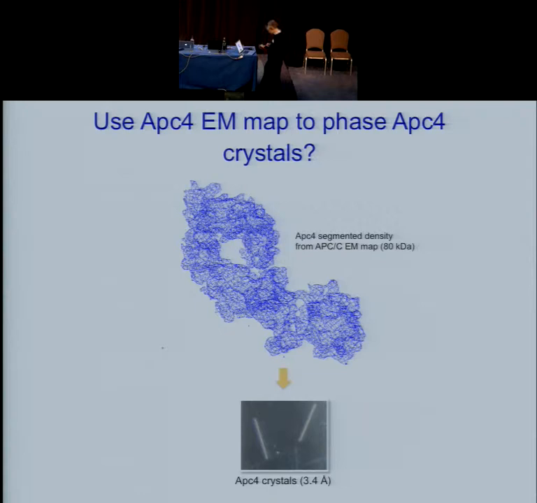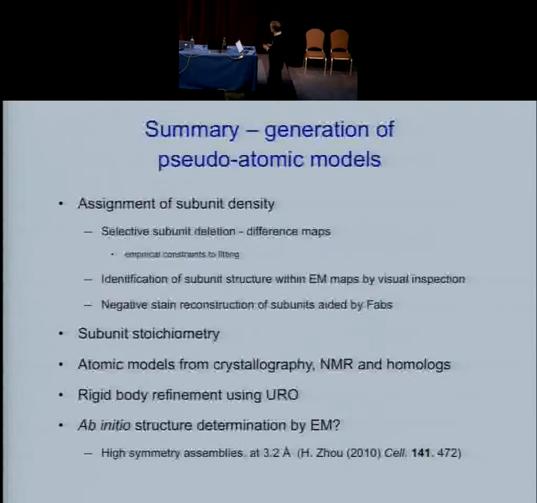So just now I'd like to summarize what I've talked about. To generate a pseudo-atomic structure of a large multi-subunit complex, one has to assign the subunits to the respective densities within the density map. We used 3 approaches for this. We used this selective subunit deletion approach to define different densities for the subunits.